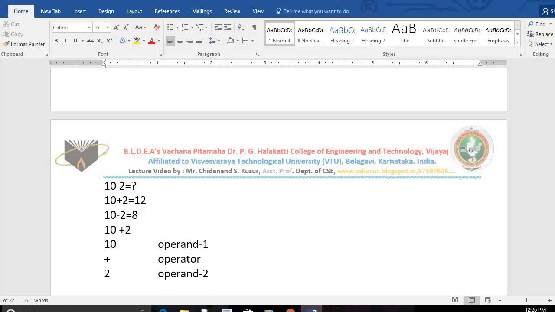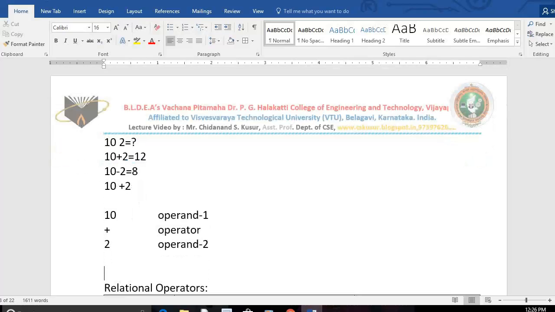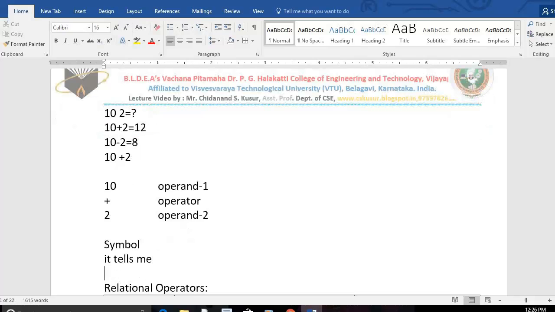Now one question to you. What is an operator? Operator can be defined as a symbol. It tells about the operation. Which operation to be performed? It tells about the operation to be performed with operands. That is what we call an operator, sir.